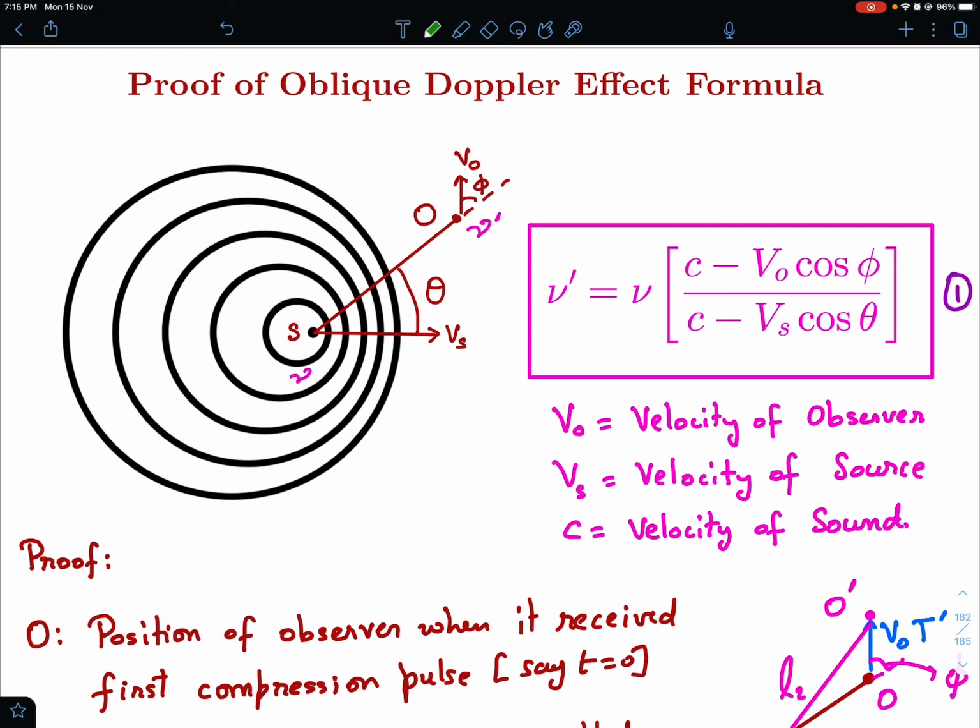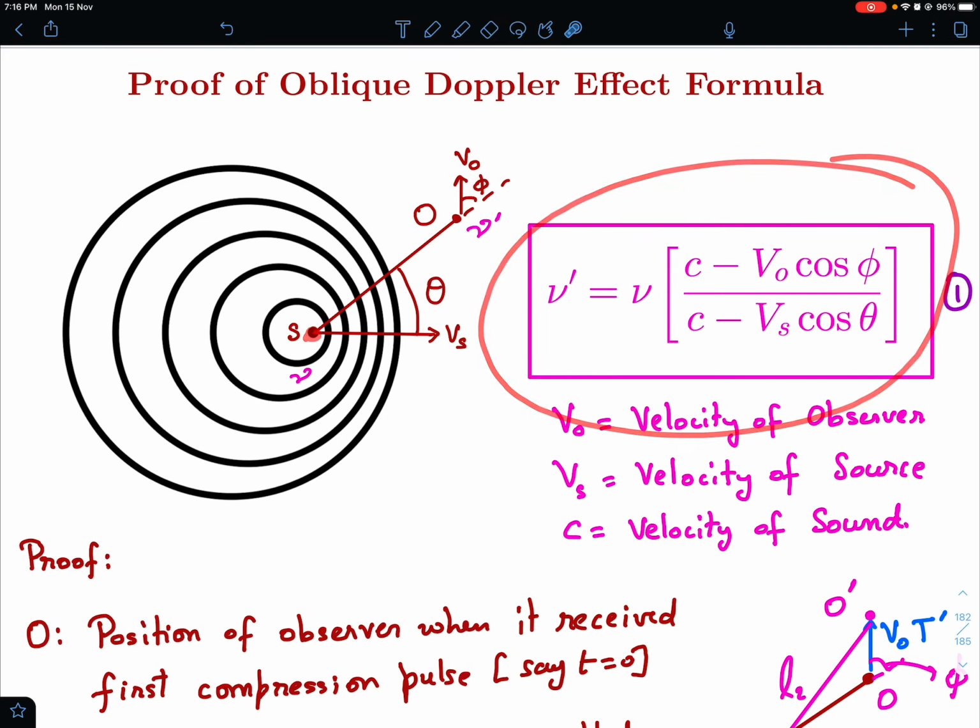Today I have brought to you the proof of the oblique Doppler effect formula. This formula is given in almost all IITJ level textbooks or study packages of all the coaching materials. However, in many places this formula has been stated without proof, and many good students are very much interested in knowing the proof of this formula. So today I am going to prove this formula. If you want, you can try proving it yourself, otherwise you can have a look at my proof directly.